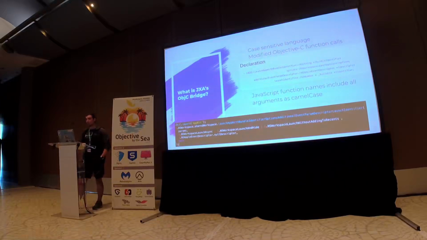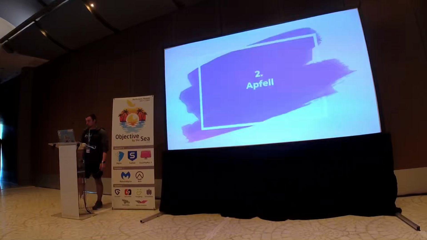If you want to actually call this in JavaScript, though, it gets really annoying because everything is case sensitive and all of the parameters get smooshed together into one long function. So if you actually want to call this function in JavaScript, the whole function name is launchAppWithBundleIdentifierOptionsAdditionalEventParamDescriptorLaunchIdentifier. You have to get all of that case sensitive each time you want to call it. It's really annoying really fast, copy paste is your friend, but you can access all of these calls under the hood, which is really nice.